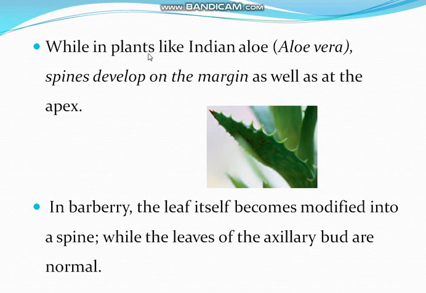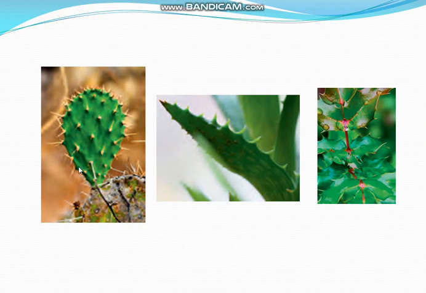And while in some plants like Indian aloe, that means aloe vera, the common plant you all know, the spines develop on the margin as well as the apex. Here you can see the spines on the apex and the marginal portions. In barberry, the leaf itself becomes modified into spines while the leaves of axillary buds are normal. And here this is Opuntia, this is aloe vera, and this is the barberry. These three are the examples of leaf spines.